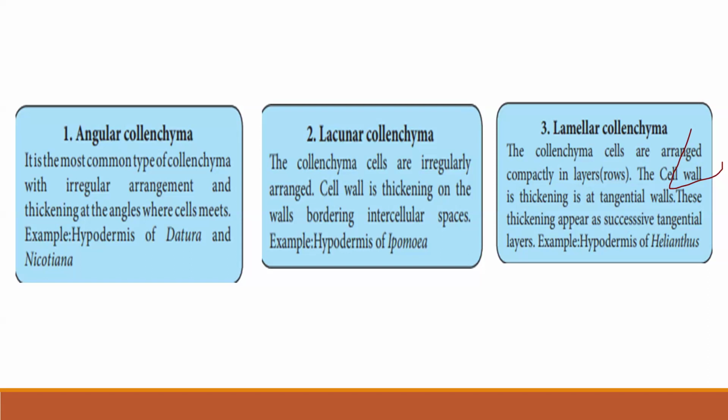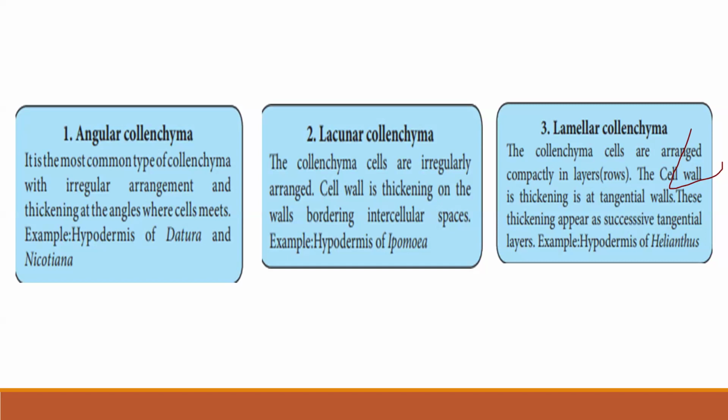So the cell wall thickening is at the tangential walls. These thickenings appear as successive tangential layers. Example is here the hypodermis of helianthus. Okay. So angular parenchyma. That means here the thickenings are present at the angles. The cell wall material is generally at the corners or angles of the cell.